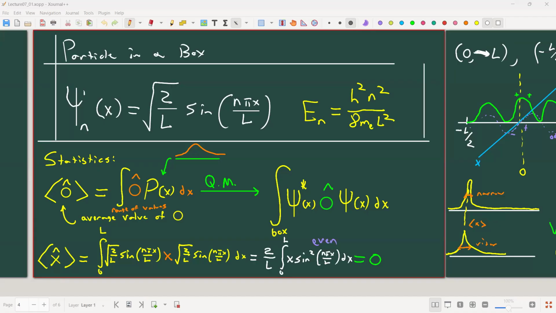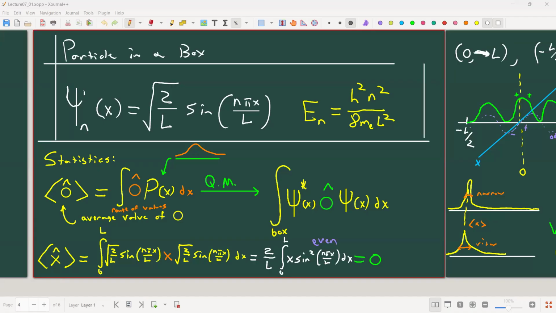Right, and so we did this for X, and we saw that the average position for the particle in a box, regardless of what energy it's at, is zero. And it just sits in the middle of the box. What that means is that it's equally on the left as it is on the right. We know it's delocalized, spread out over a wide region, but on average doesn't have any bias left or right.